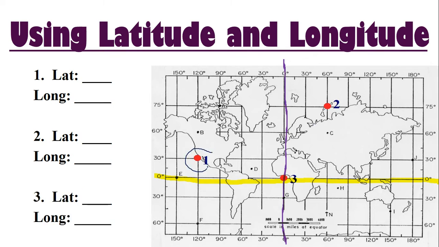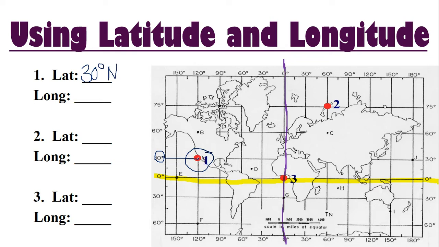So here's point 1. The first thing we want is the latitude. Latitudes go across, so you go to the point and you go across till you get to a number, and that number is 30. It's 30 degrees, but you need to indicate is it 30 degrees north or 30 degrees south. That's where you look at your point. Is it above the equator or below the equator? If it's above the equator, then it's 30 degrees north.